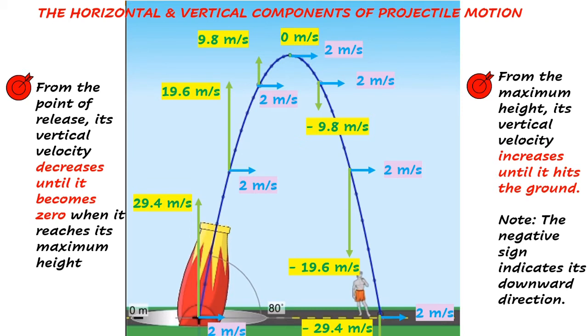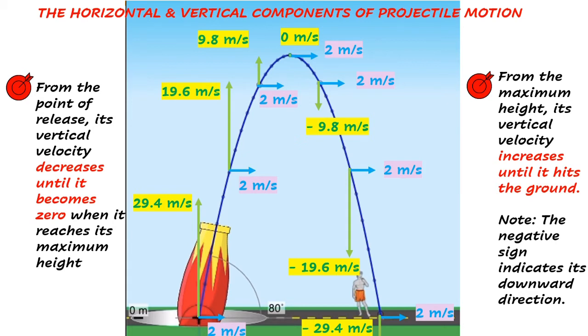at its maximum height. For example, it starts with an initial vertical velocity of 29.4 meters per second going up. It will become 19.6 meters per second in the next second, then 9.8 meters per second in the next second, until it becomes zero vertical velocity. At this point, it will momentarily stop going up but continues to move forward due to its horizontal velocity of 2 meters per second that does not change throughout its motion.